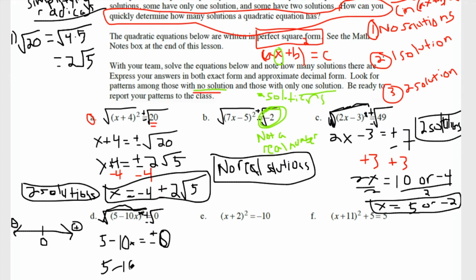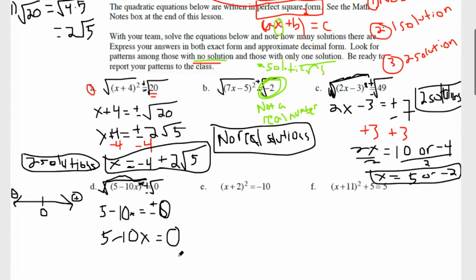How many solutions are there going to be to this one? Well, is positive 0 any different than negative 0? No, it's not. So we're just going to put 0 here, and we're going to solve this equation, okay? I would add 10x to both sides so we don't have to deal with negatives. And then 5 would equal 10x.